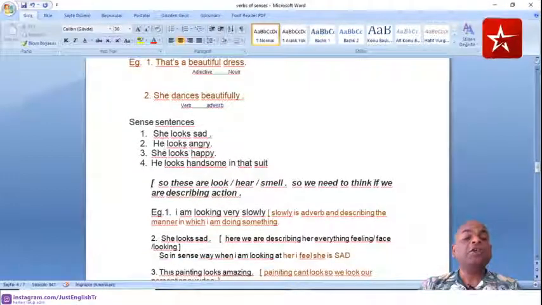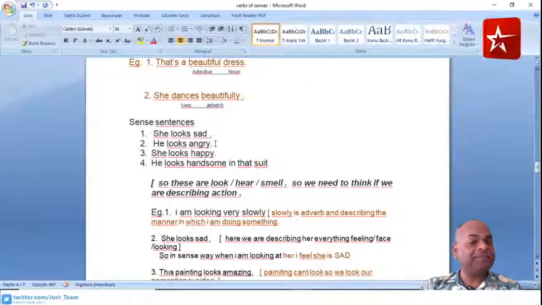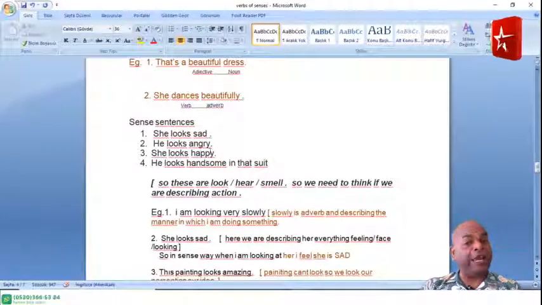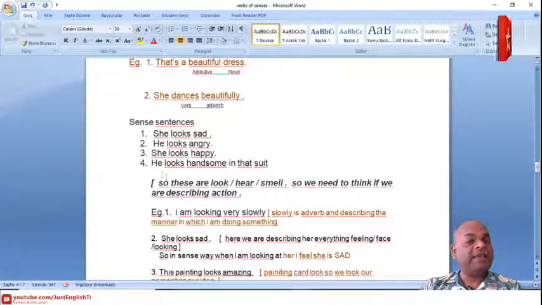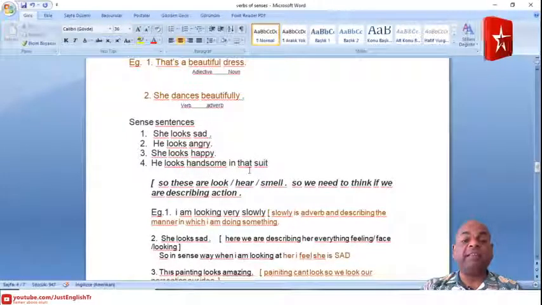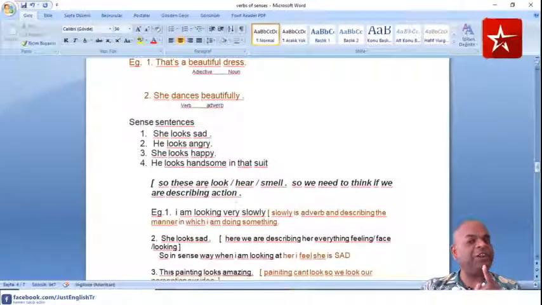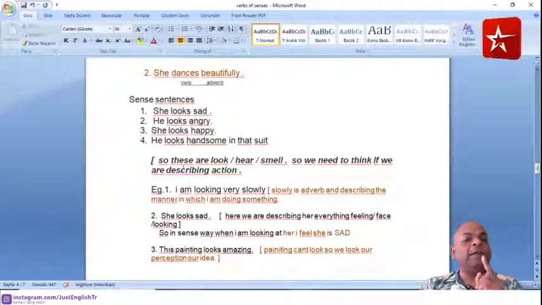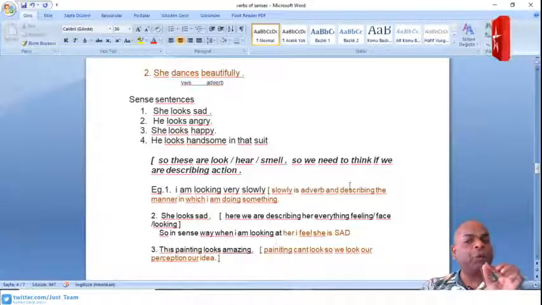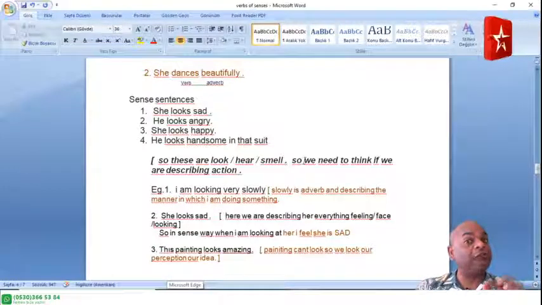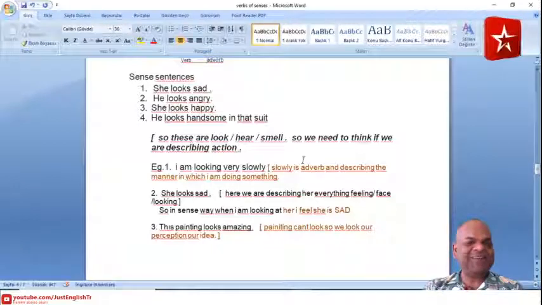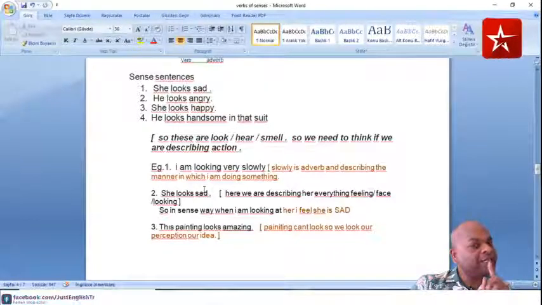It says here, she looks sad. He looks angry. Number 3, she looks happy. He looks handsome in that suit. Now students, read this very carefully. It says here, for example, look, hear, smell. We need to think if they are describing action. Yes, they are describing an action. Remember that.